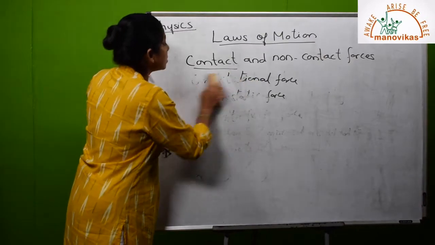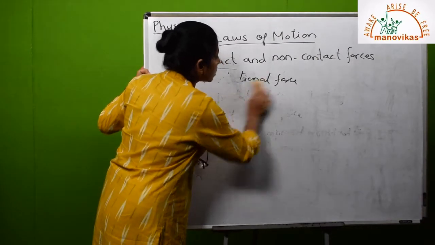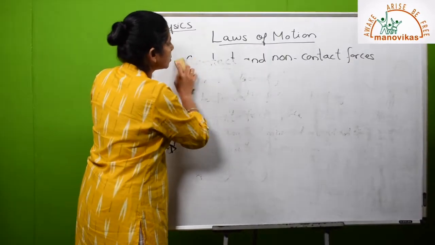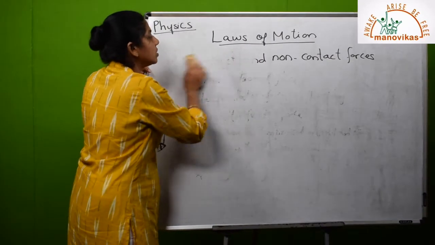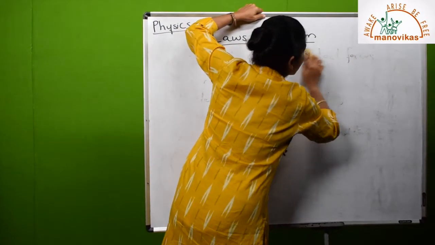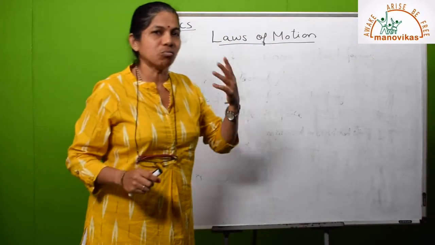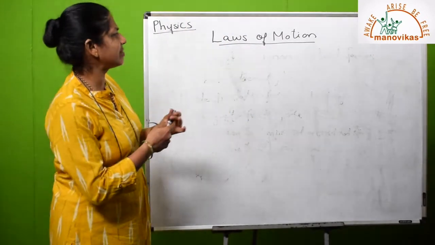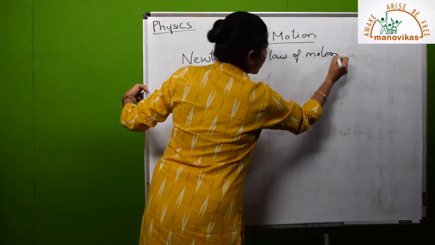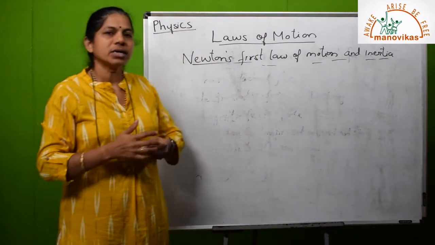Now, in the earlier lesson, that is chapter 2, you all have learned about motion, that is linear motion. When objects move on a straight path, there is a force which is needed to make the object move. So we are going to learn more about this in this part: Newton's first law of motion and inertia.